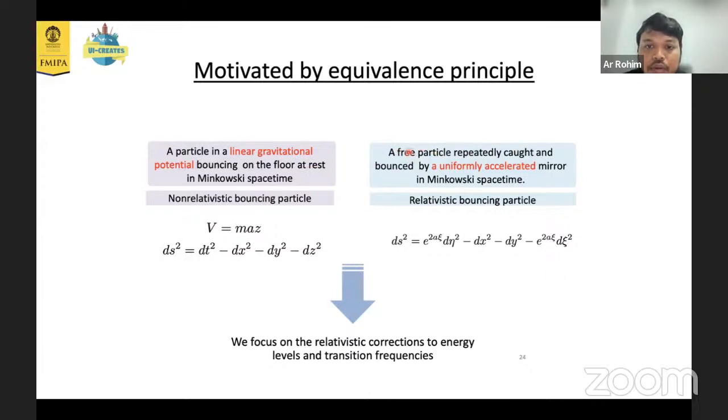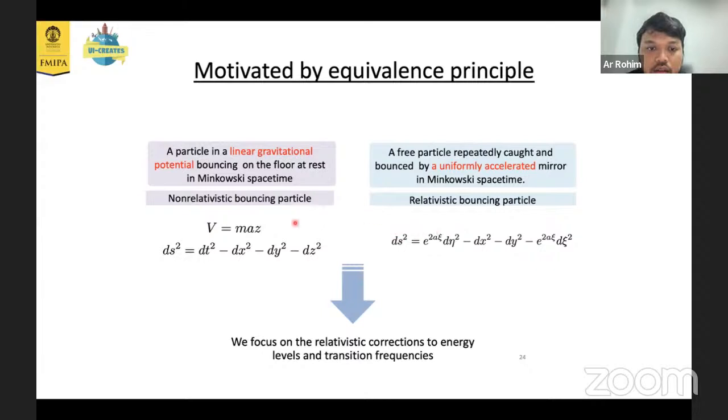And this scenario uses a free particle repeatedly caught and bounced by a uniformly accelerated mirror. So you can see here the difference between the situation of the particle and the situation of the mirror. And to discuss the uniformly accelerated mirror, we use Rindler coordinates here. And then in this panel, we use an external potential, V equals mEz, and work in Minkowski coordinates.